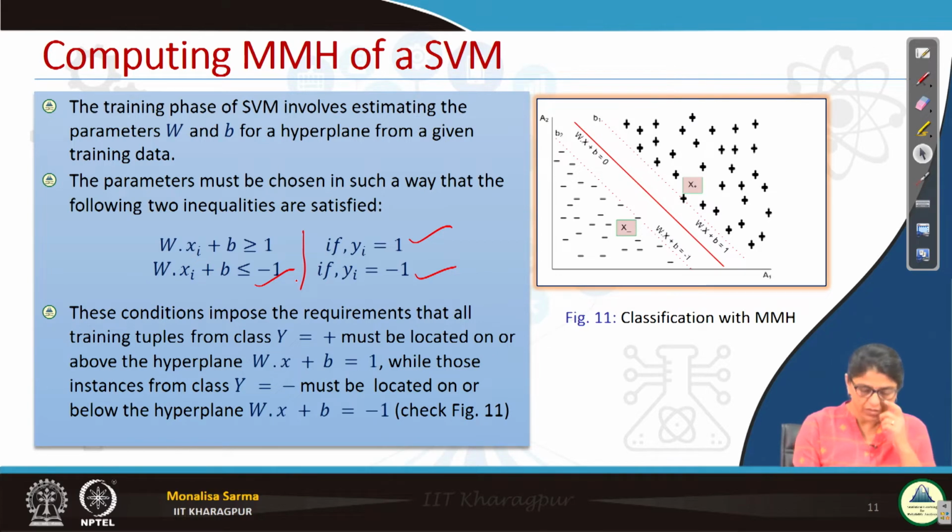Okay. So this condition imposes the requirement that all the training tuples from class y equals plus 1 must be located on or above the hyperplane Wx plus b equals 1. All the tuples belonging to this class, where will they be located? On or above. They will be located on this line or above. Similarly, any tuples belonging to the other class will be located on this hyperplane or below.